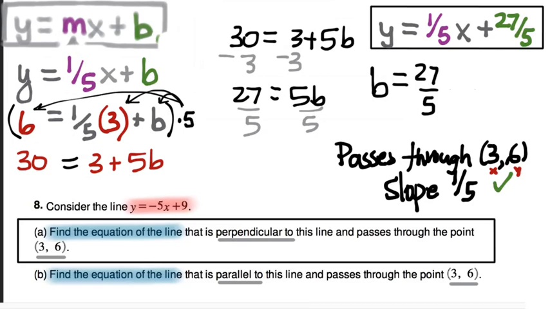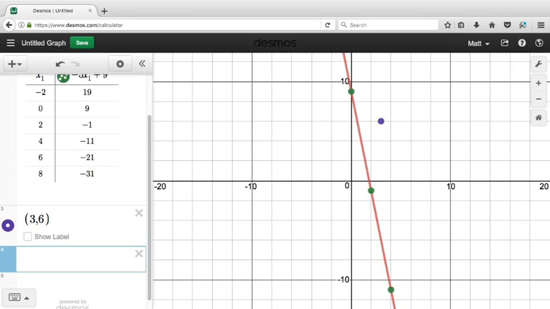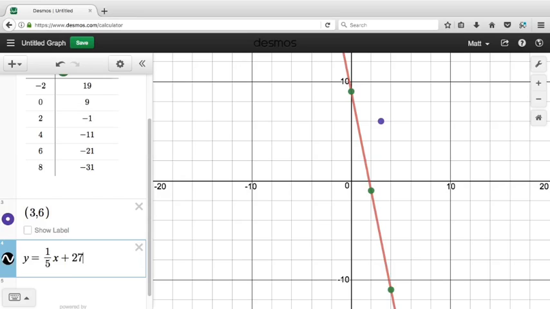And just to make sure that we got it, let's plot that with our graphing tool. y equals 1/5 x plus 27 over 5. And sure enough, that line passes through the point 3, 6, and when it meets the red line, it does so at a 90-degree angle. So it looks like we got what we were after.